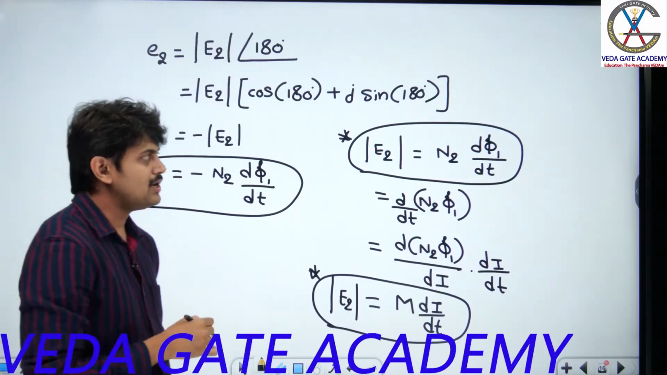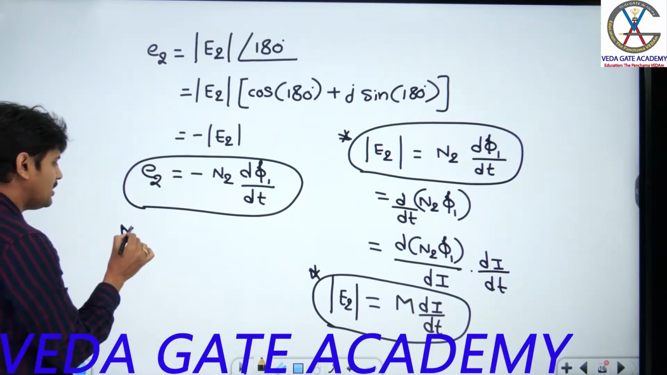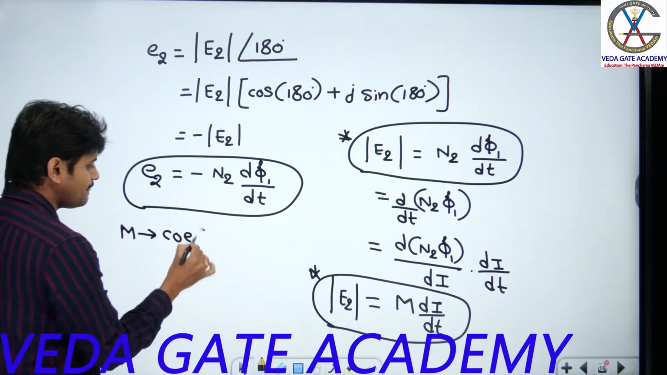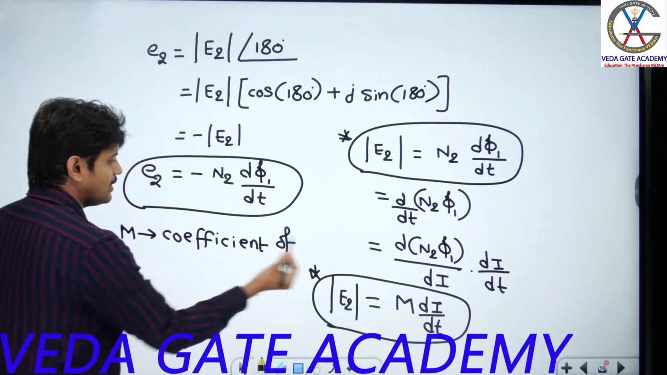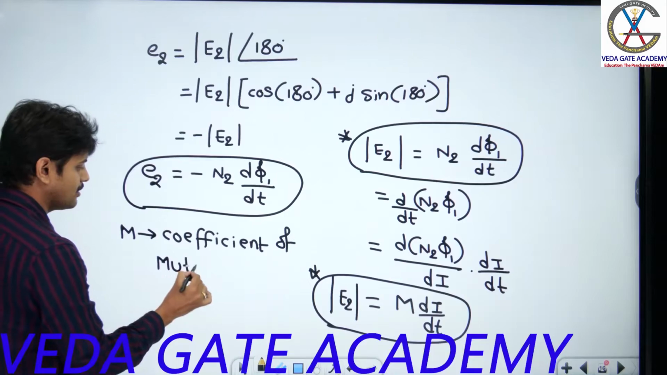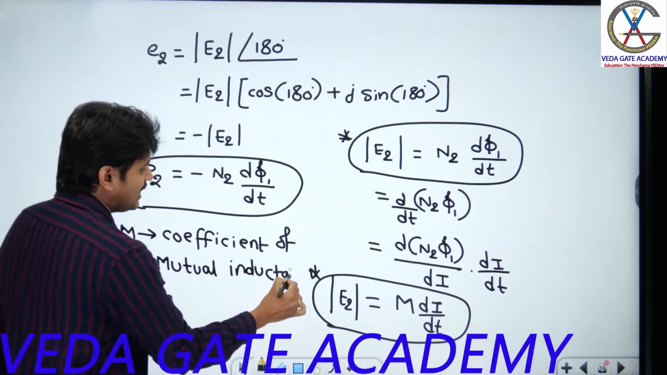The meaning of M here is called the coefficient of mutual inductance. So what is M here? M is nothing but the coefficient of mutual inductance. Right. Now, how to calculate the value of M?